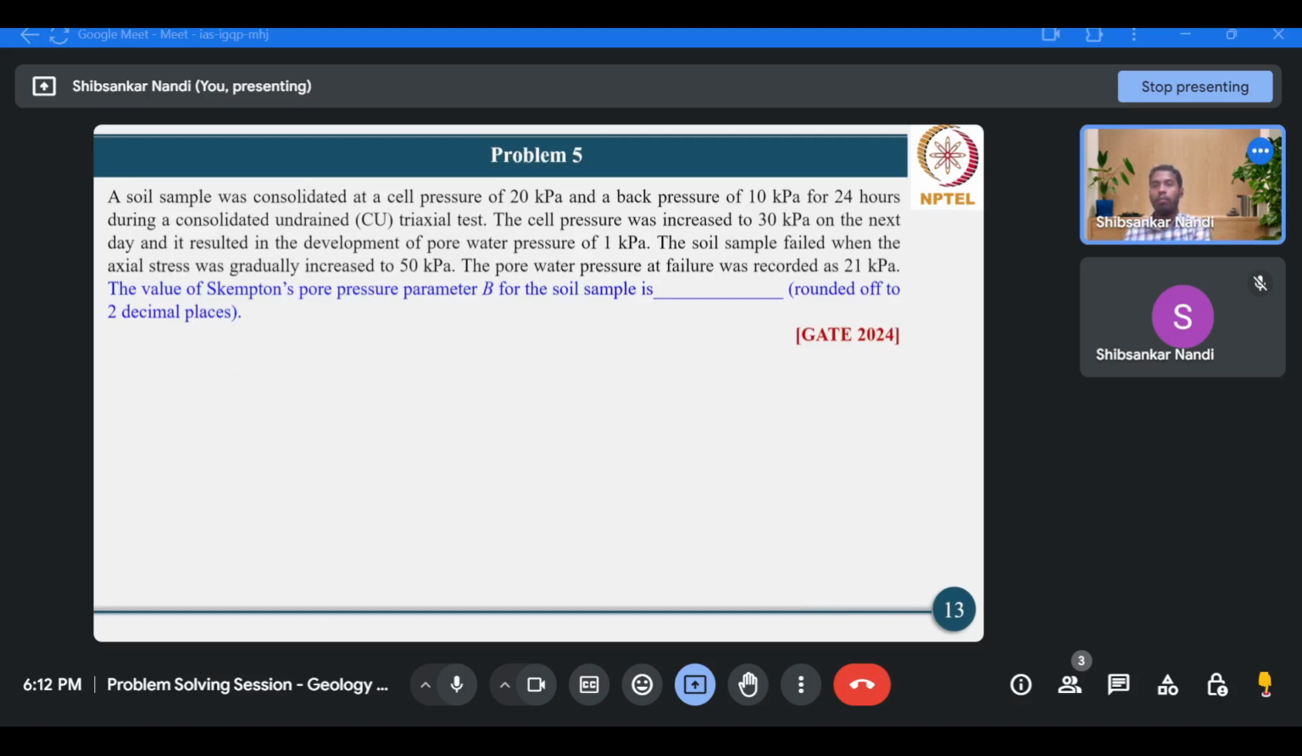we will take this problem which is related to shear strength of soil. So a soil sample was consolidated at a cell pressure of 20 kPa and a back pressure of 10 kPa for 24 hours during a consolidated undrained triaxial test. The cell pressure was increased to 30 kPa on the next day, and it resulted in the development of water pressure of 1 kPa. The soil sample failed when the axial stress was gradually increased to 50 kPa. The pore water pressure at failure was recorded as 21 kPa. The value of Skempton's pore pressure parameter B for the soil sample is.